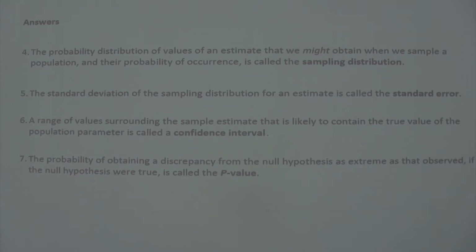And you guys did well on these. The distribution we might obtain is the sampling distribution. The standard error is the width, the standard deviation, of that distribution. A confidence interval is an interval that's likely to contain the true value, and the p-value is this mouthful.